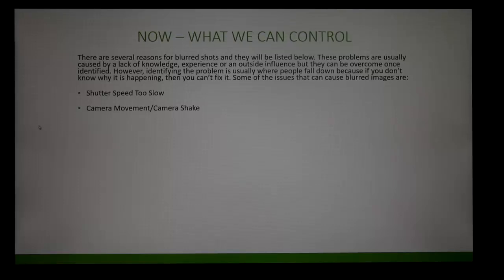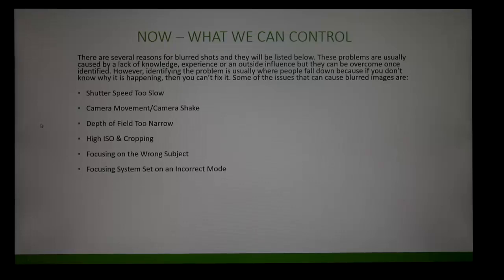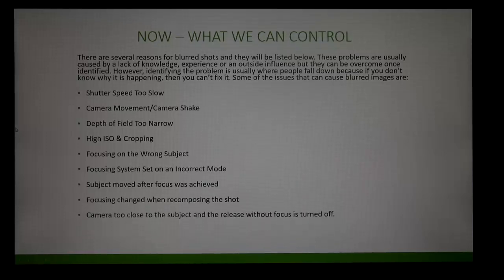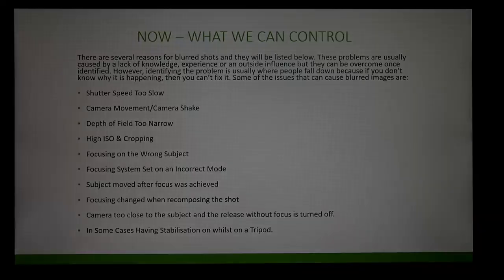Some of the issues that can cause blurred images are: shutter speed too slow, camera movement or camera shake, depth of field too narrow, high ISO and cropping, focusing on the wrong subject, focusing system set on an incorrect mode, subject moved after focus was achieved, focusing changed when recomposing the shot, camera too close to the subject, and release without focus is turned off. In some cases, having stabilization on whilst on a tripod.